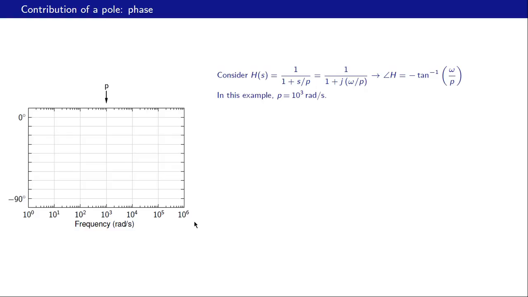And once again, for reference, we will mark the magnitude of the pole over here, that is 10 raised to 3 radians per second. The angle of h is given by minus tan inverse omega by p, and that follows from this equation here. And let us now see how to obtain the asymptotic Bode plot for the phase. Let us start with asymptote 1, which corresponds to omega much smaller than p, and by this what we mean is omega less than p by 10. This is our p by 10 is here, so we are talking about this range over here.